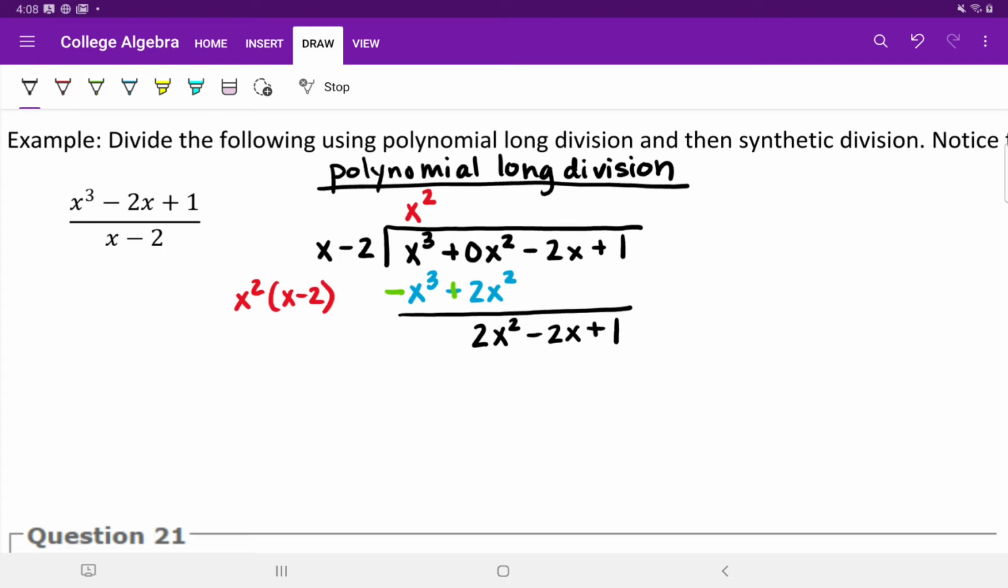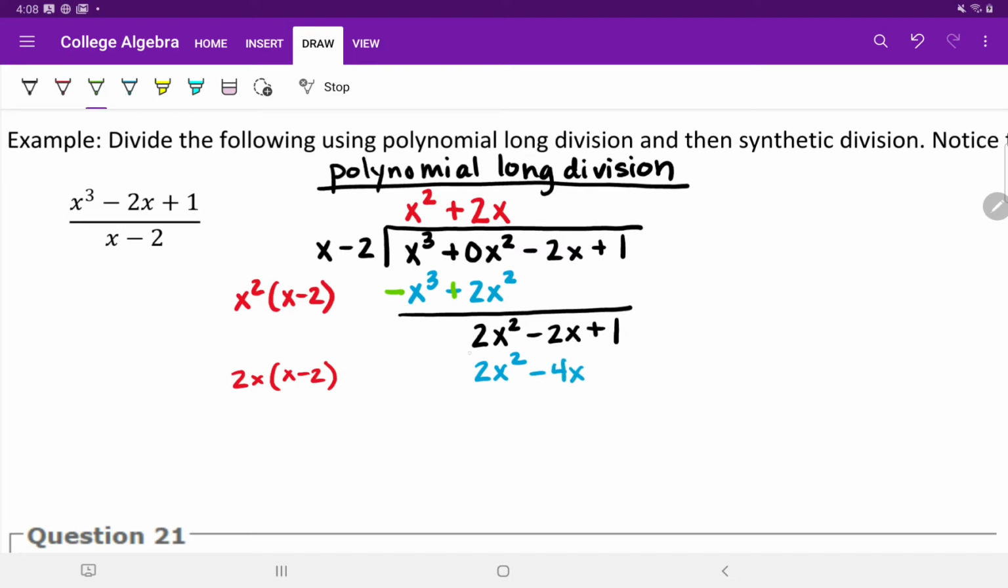Now we start over. We ask the same question, but this time we're looking at the 2x squared. So we ask, what do I multiply by x to turn it into a 2x squared? Well, it would have to be a positive 2x. So now we take that positive 2x and we multiply it by our divisor, x minus 2, and we write the result on the next line. So that would be 2x squared minus 4x.